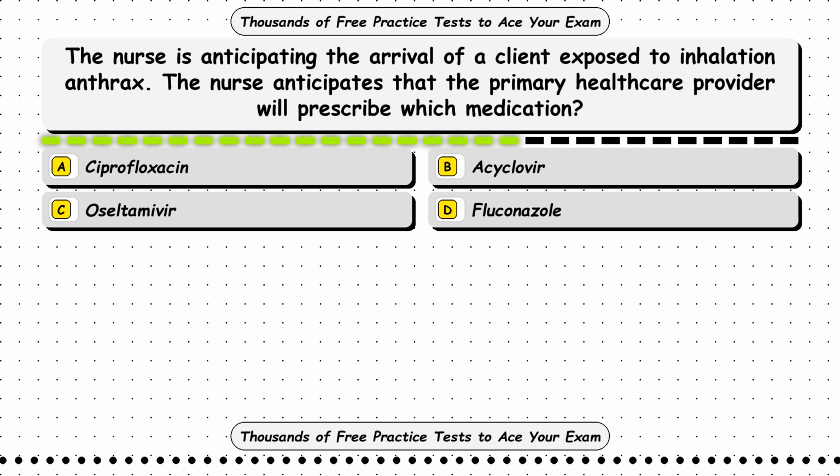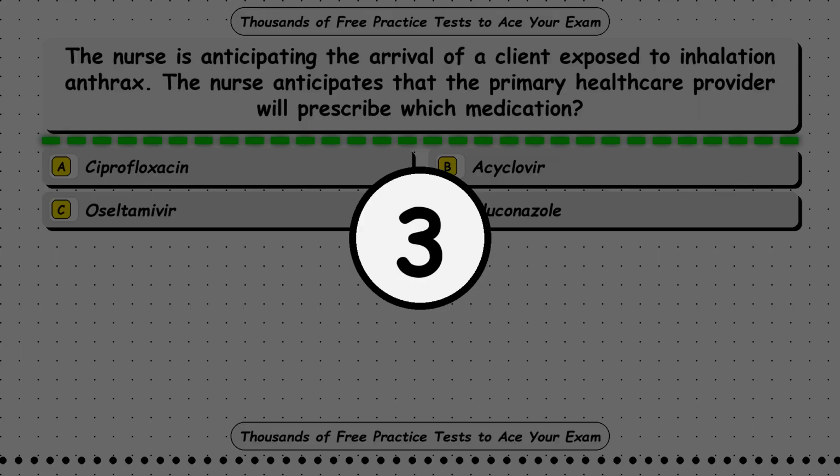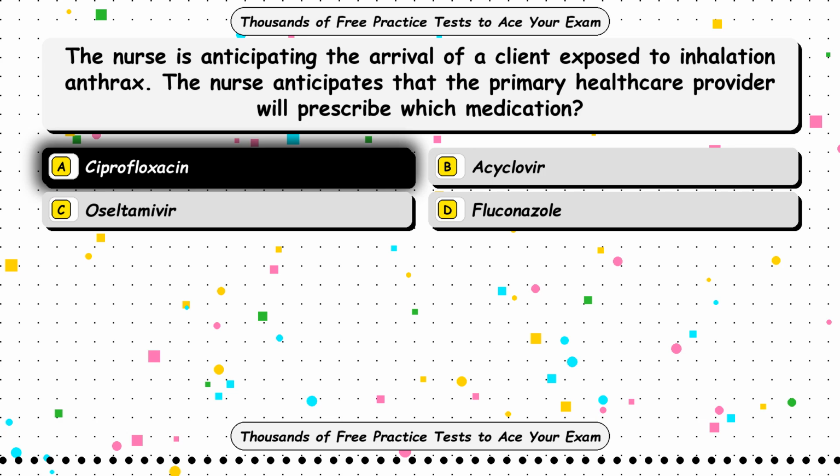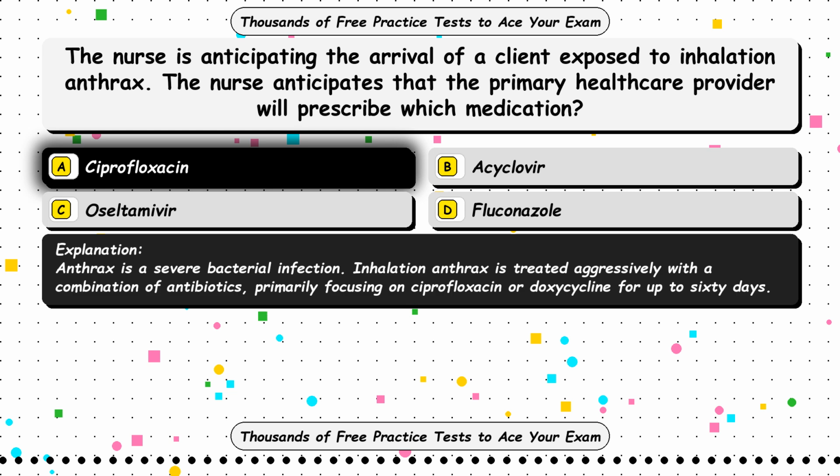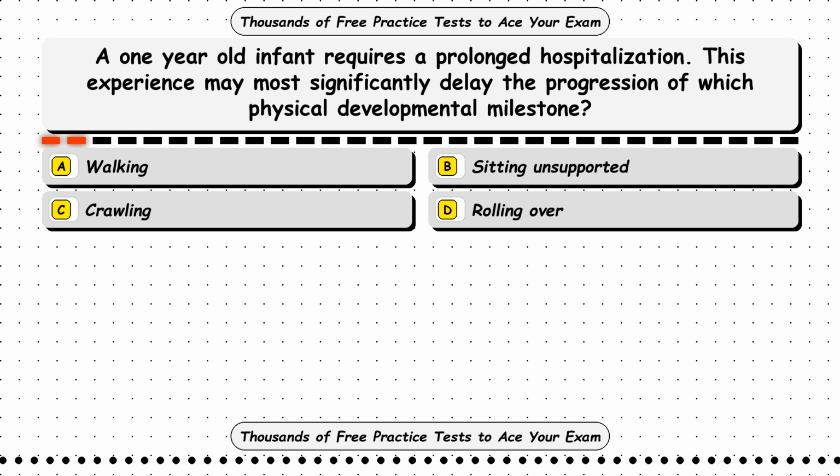Option A, ciprofloxacin. Option B, acyclovir. Option C, oseltamivir. Option D, fluconazole. The correct answer is option A, ciprofloxacin. Anthrax is a severe bacterial infection. Inhalation anthrax is treated aggressively with a combination of antibiotics, primarily focusing on ciprofloxacin or doxycycline for up to 60 days. Question 103. A 1-year-old infant requires a prolonged hospitalization.